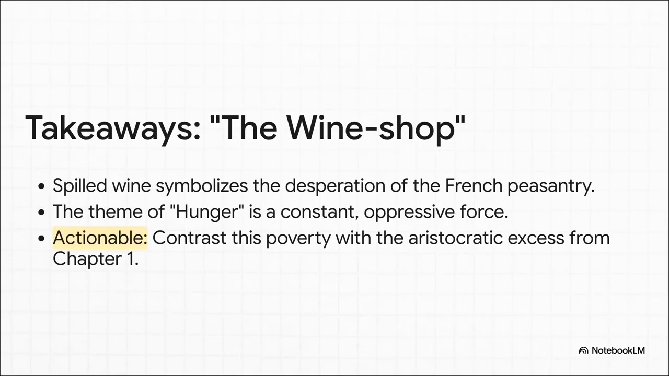The takeaways here really hammer home the symbolism, and that actionable step, it's doing some serious heavy lifting. It's prompting the viewer to connect this scene of public poverty all the way back to the descriptions of aristocratic excess from Chapter 1. This is how the blueprint systematically builds this deep, interconnected understanding of the book's major themes.